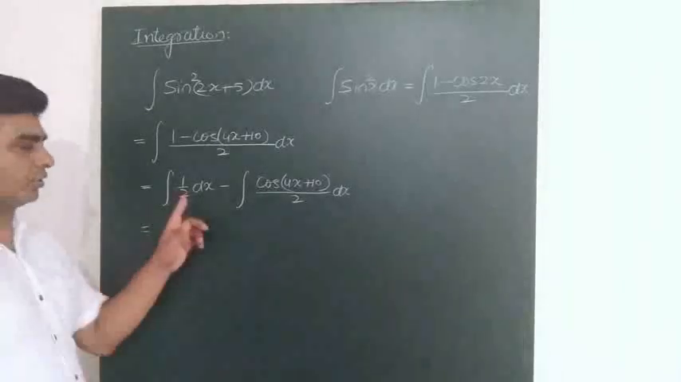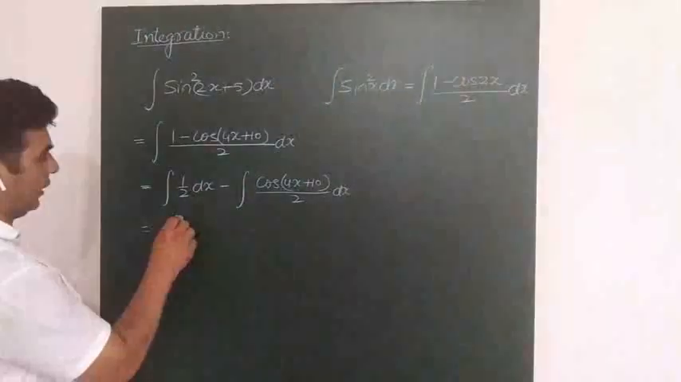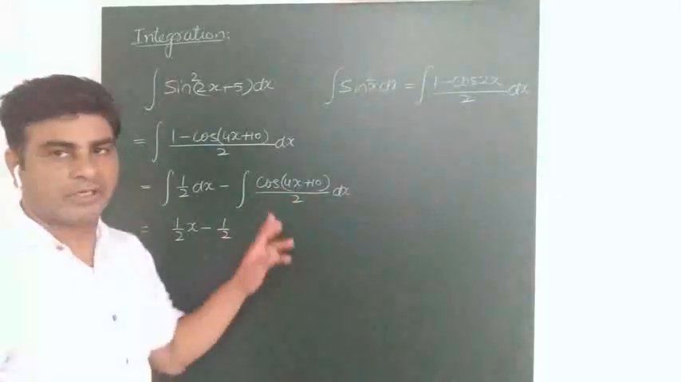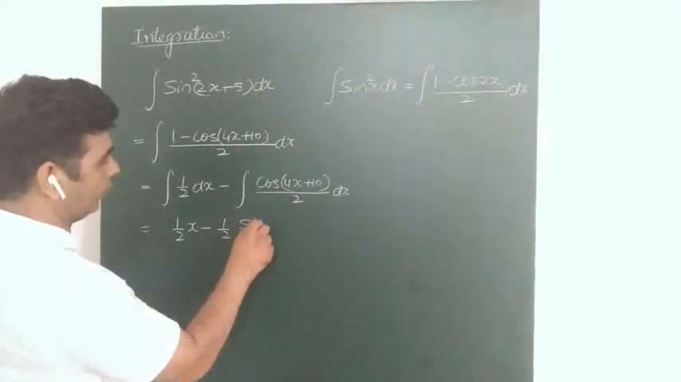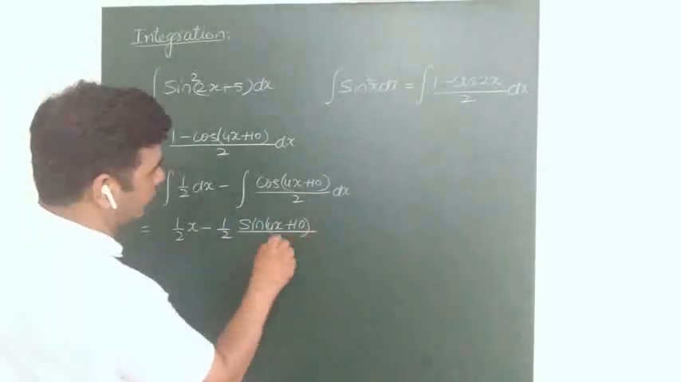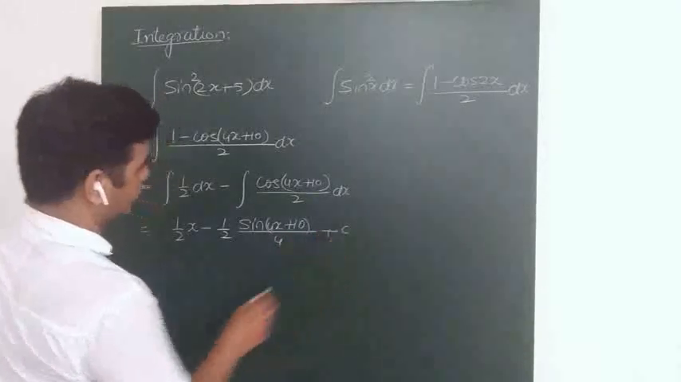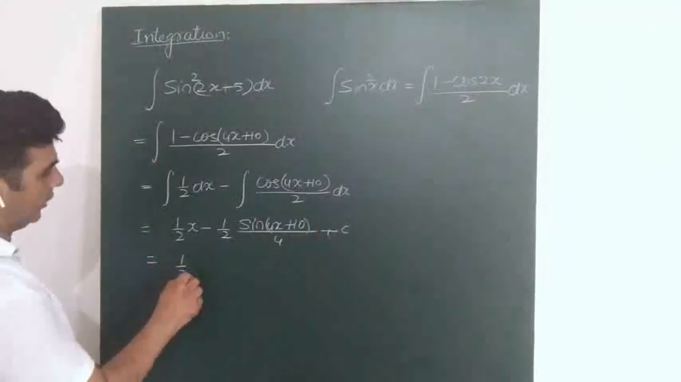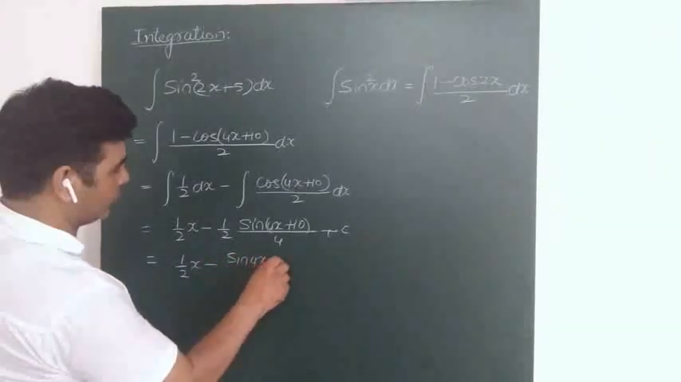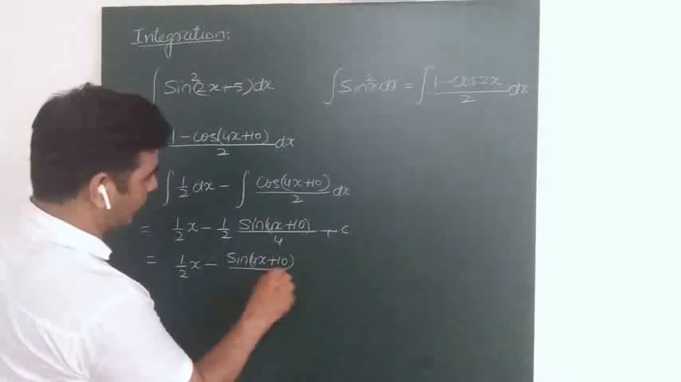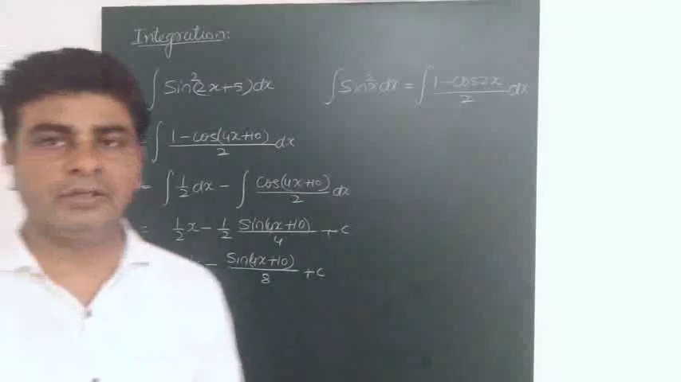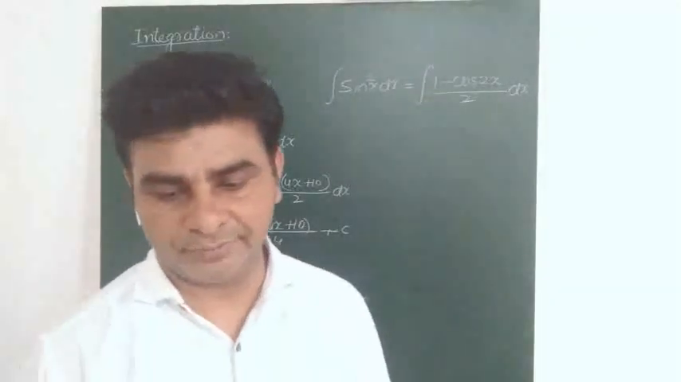Now we can do the integration of 1 by 2, which is given by 1 by 2 x, minus the integration of cos of 4x plus 10, which will be given by sine of 4x plus 10 divided by 4 as well, the coefficient of x, plus c. So it can be further written as 1 by 2 x minus sine (4x plus 10) upon 8 plus c. So this is question number 1 from your exercise 7.3.